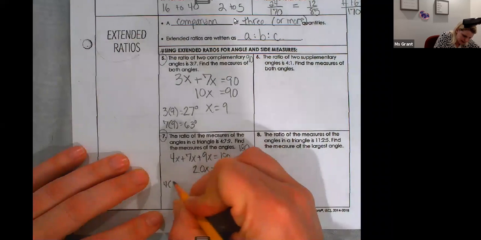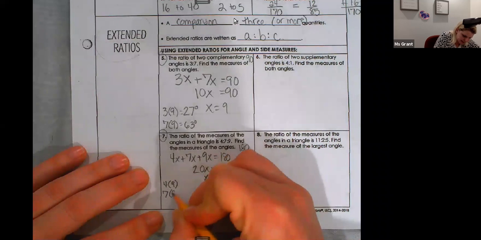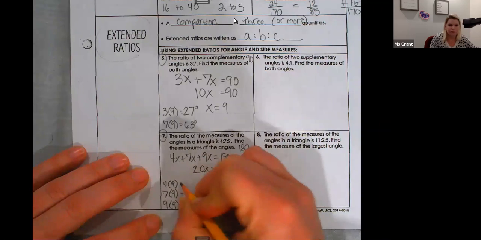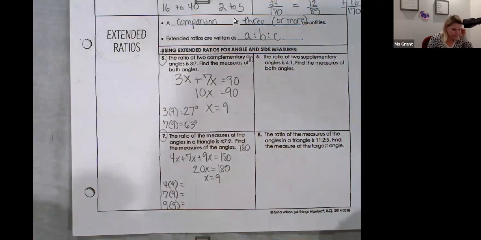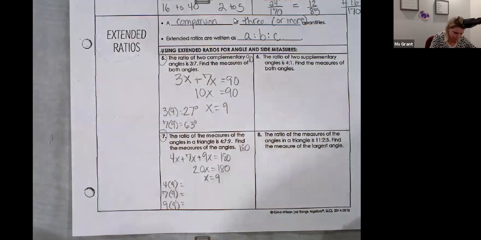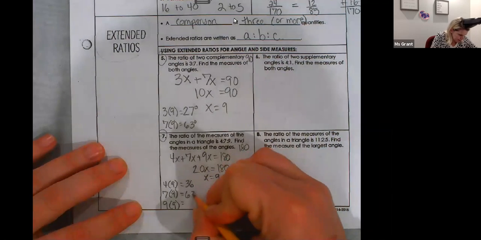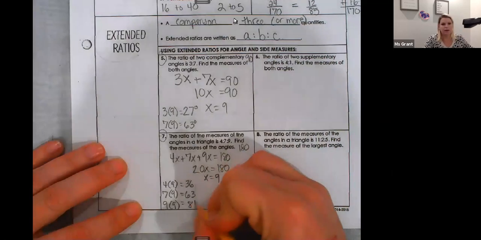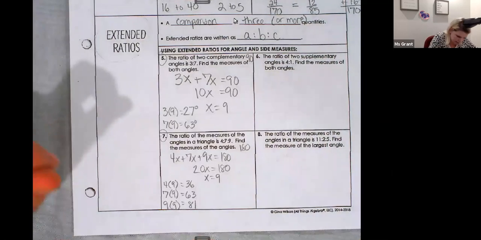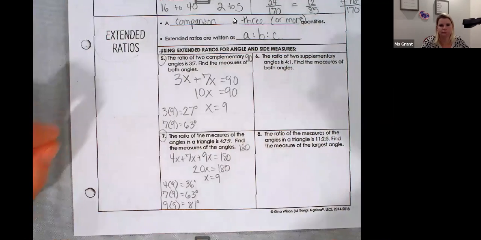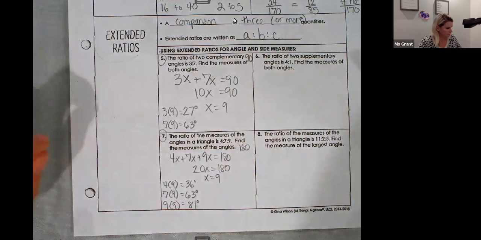4 times 9, 7 times 9, 9 times 9, right? My degree measures are 36 and 63 and 81 degrees. Good.